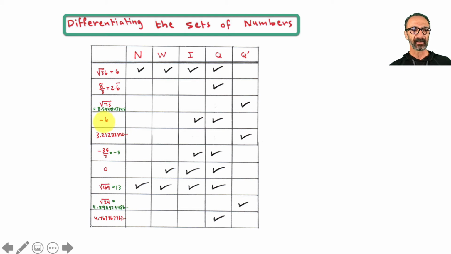Now, as another example, here's negative 6. Negative 6 is an integer. It's not a whole number, and it's not a natural number. So it belongs to the set of integers. But any integer could be written as a fraction, so it's rational, which means it's not irrational. If it's rational, it's not irrational. I think you get my idea.